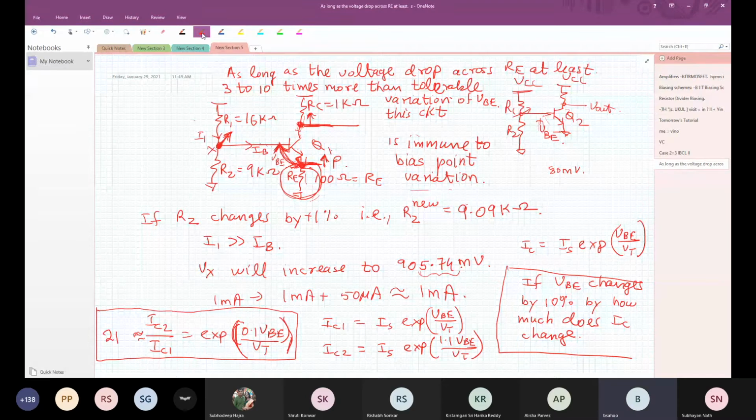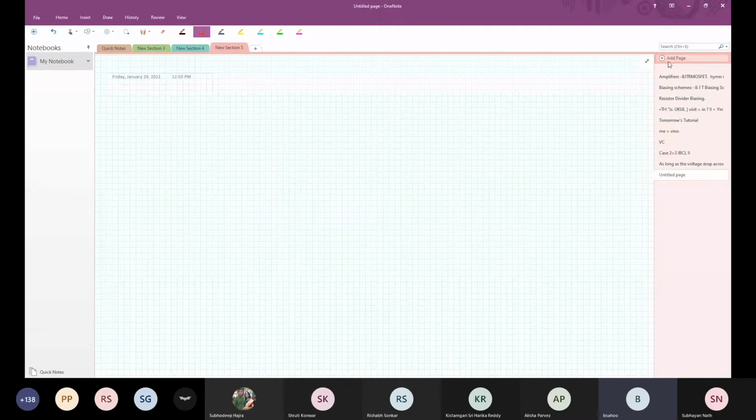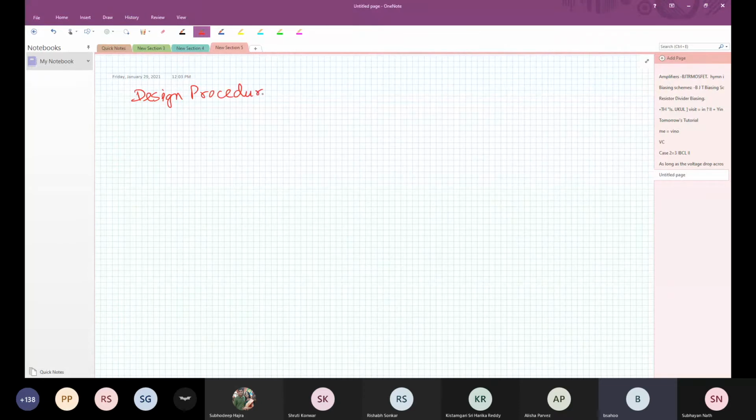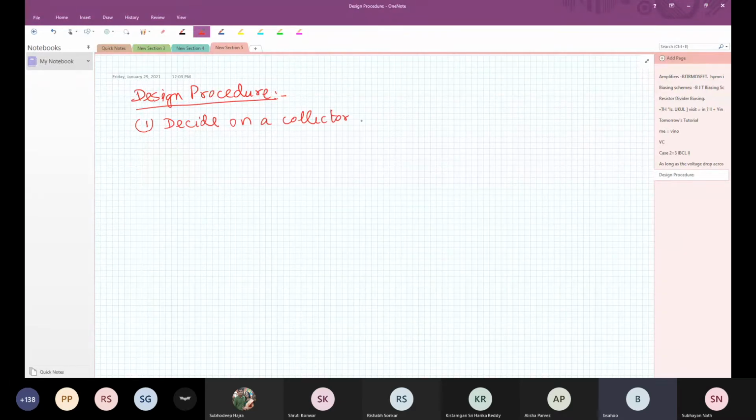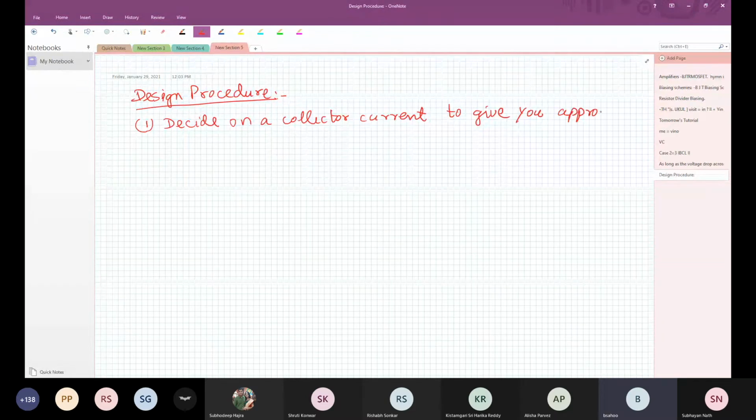So now you are doing a similar experiment in the lab. Let me now highlight what the design guideline is. The design procedure is: you decide on a collector current to give you appropriate gm and r pi.